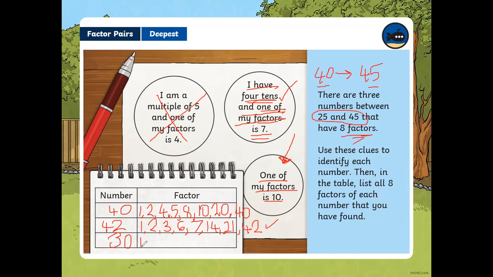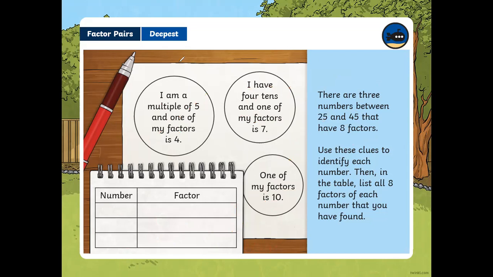And what are the factors of 30? Come on, let's list them out. 1, 2, 3, 5, 6, 10, 15, and 30. So for 30, do we have 8 factors? 1, 2, 3, 4, 5, 6, 7, 8. Yeah, 8 factors. Good. Now we have explored factors to the deepest level. Got it? Understand? Okay.